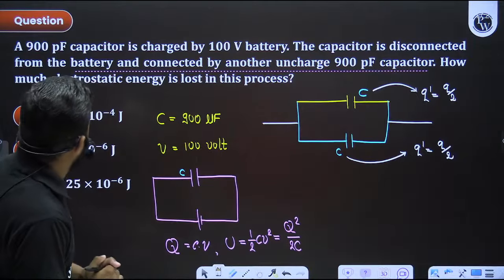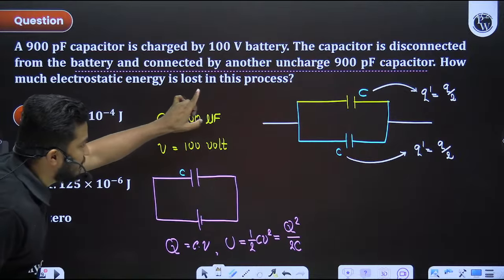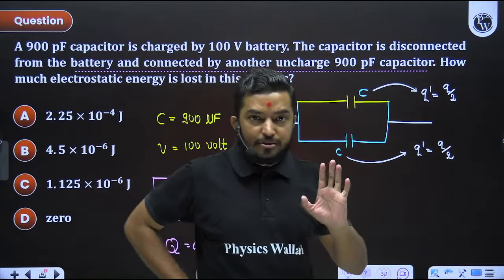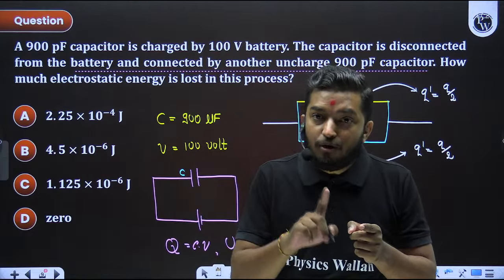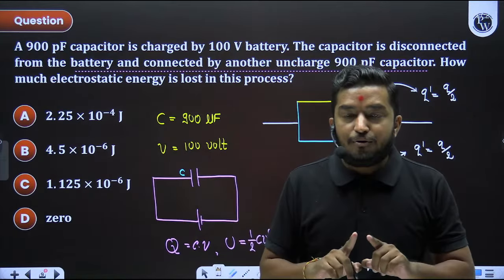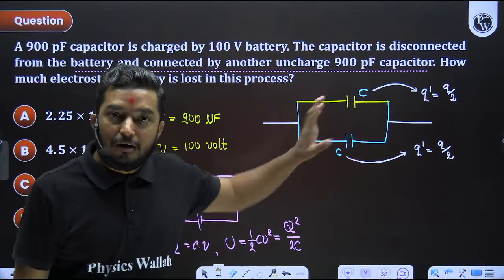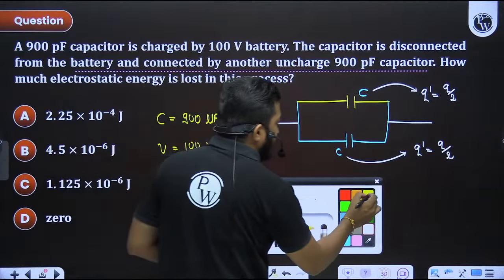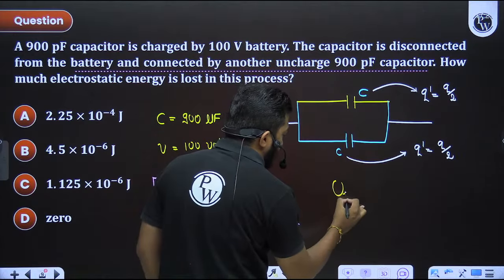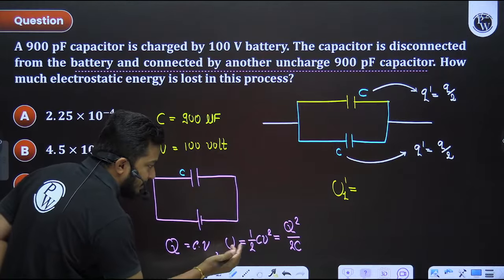Now what they ask is how much electrostatic energy is lost in the process. Just think about what they ask: the total amount of energy lost. For that we have to find out how much energy is still available in this system. So now I can say the energy available for the very first capacitor.